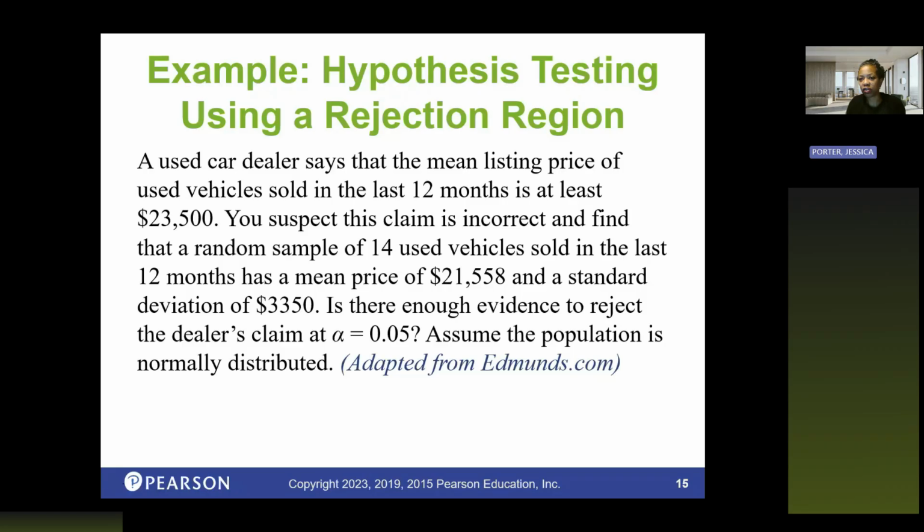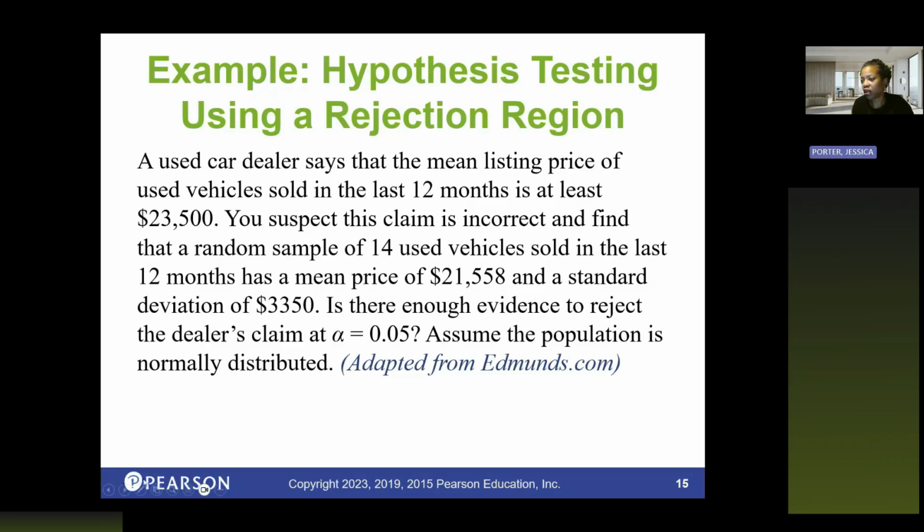Well, the first thing we need to do is look at what the claim is. We're going to select the dealer's claim this time. Like the example we had at the very beginning, we were checking our claim; we thought it was incorrect. This time, we're checking the dealer's claim. So that means the null hypothesis is going to be the claim in this case.